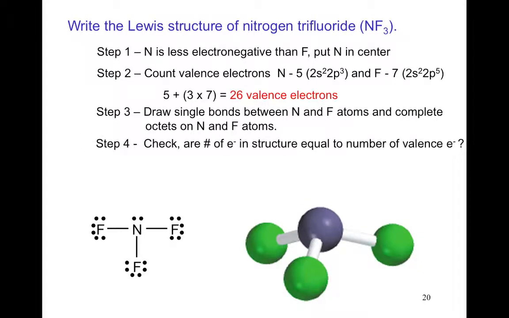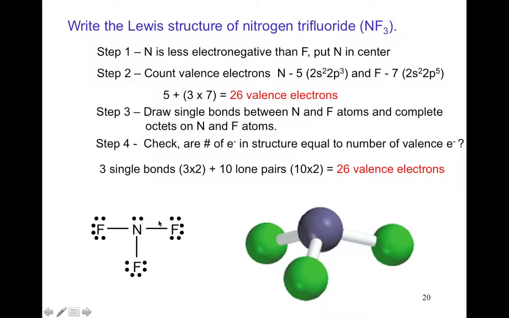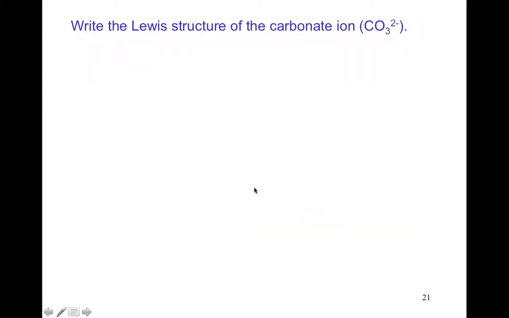So let's check our number of electrons, see how we did. We've got 3 single bonds, so there's 2, there's 4, there's 6. Lone pairs, we've got 10. So 1 lone pair, 2 lone pairs, 3 lone pairs, 4 lone pairs. You get the idea. It adds up to 26, and that's what we were hoping to get when we started out. So we're very probably right with our Lewis structure.